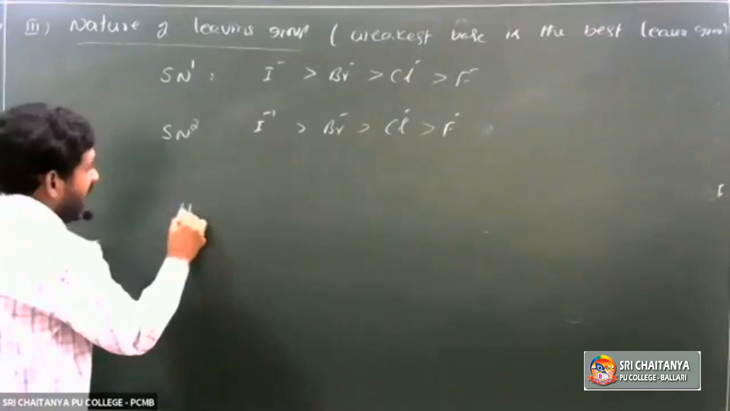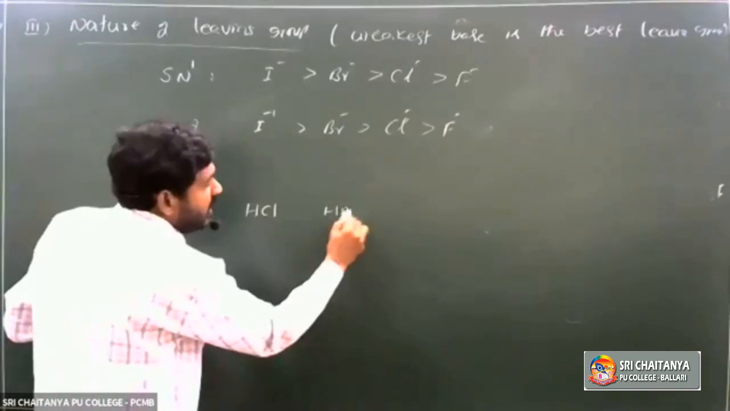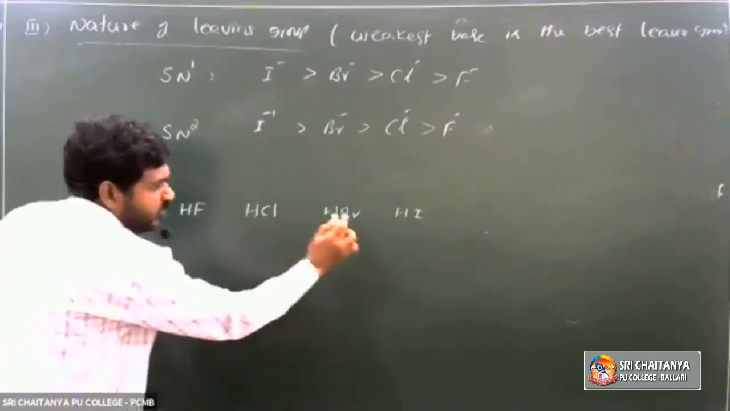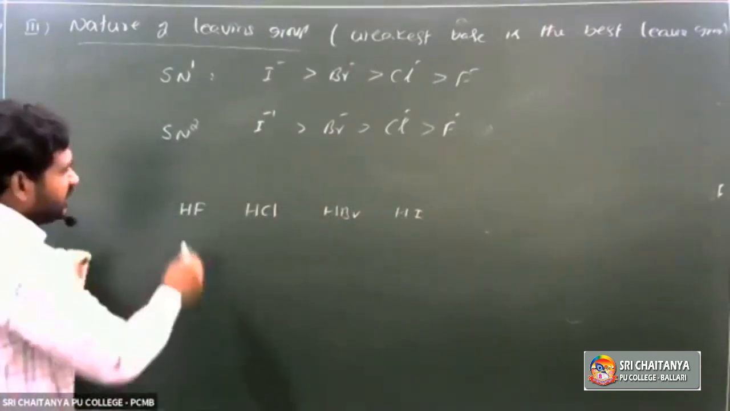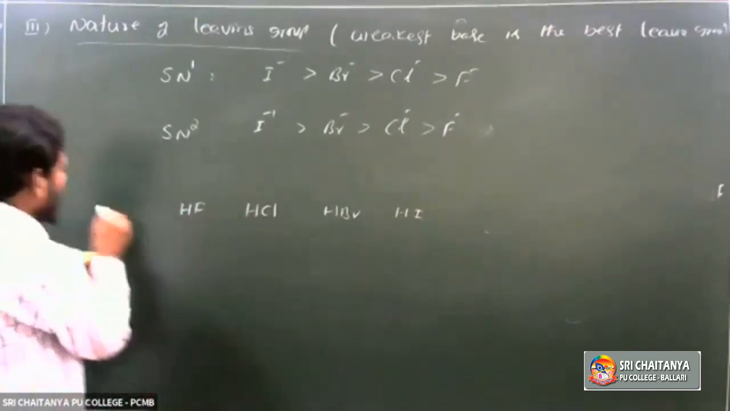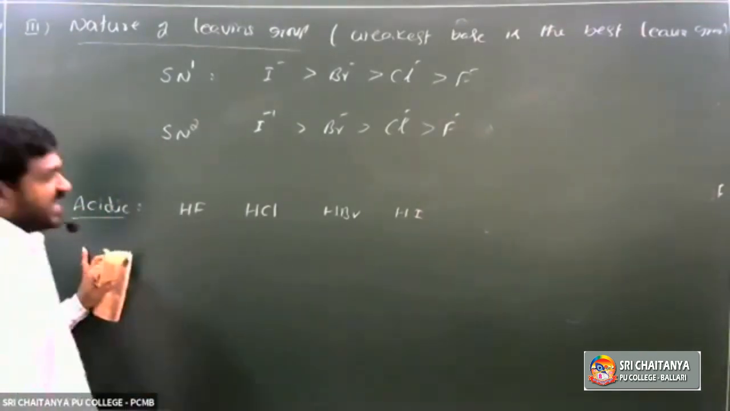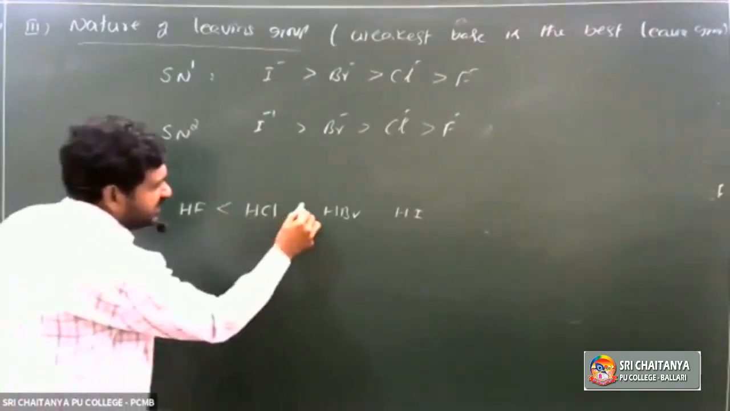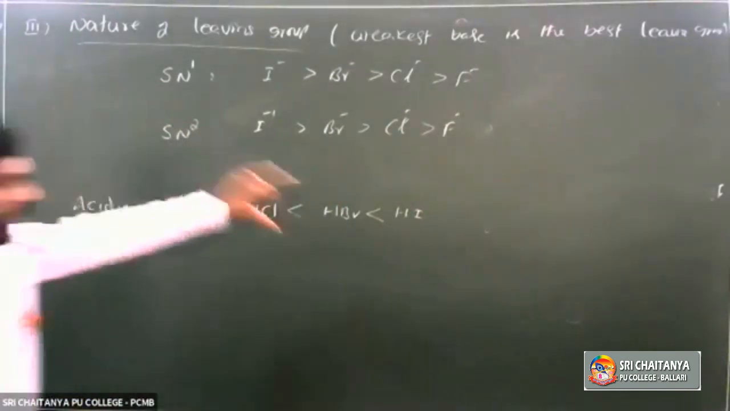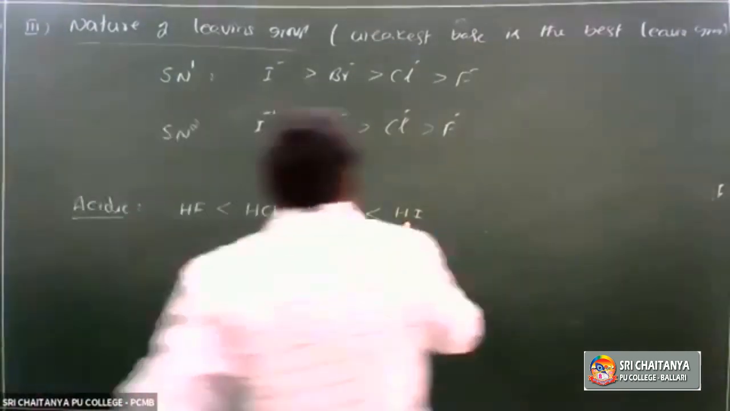Take the halogen acids HF, HCl, HBr, HI. From fluoride to chloride, chloride to bromide, bromide to iodide, size increases. As the size increases, the H-X bond energy decreases. So what is the correct acidic strength order of halogen acids? HF is weaker than HCl, weaker than HBr, weaker than HI. HI can donate a proton easily because the bond length is more and bond energy is less, so it is a strong acid.